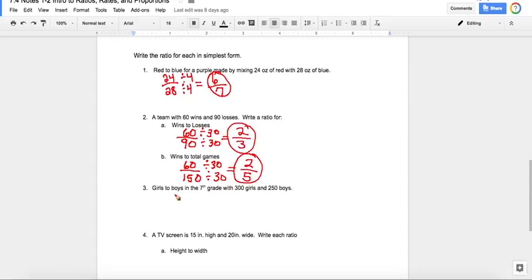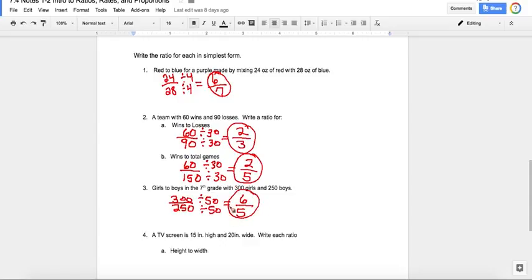Okay. Now we have girls to boys in the 7th grade with 300 girls and 250 boys. So the ratio is girls to boys. So I'm going to put girls on top, and the boys are the denominator. And now this ends in 00, and this ends in 50. So some of you are thinking, hopefully, divide by 50, and you are correct. So we're going to divide top and bottom by 50. 300 divided by 50 is 6. 250 divided by 50 is 5. So we have a 6:5 ratio.